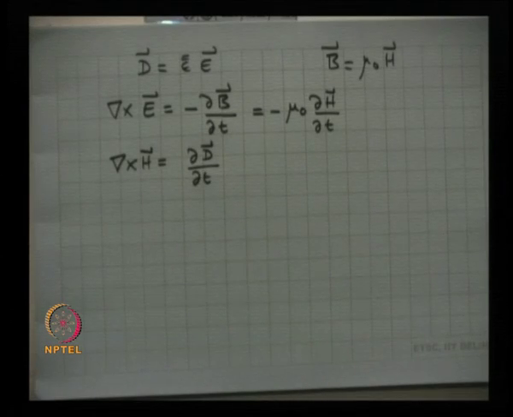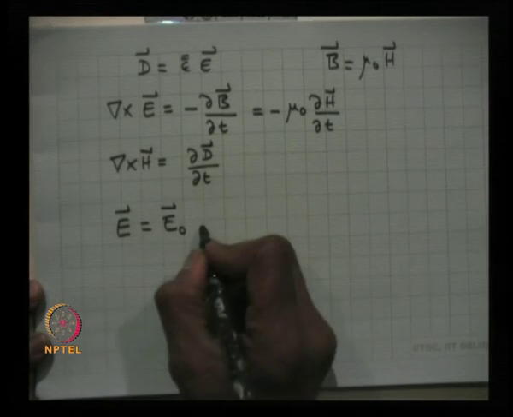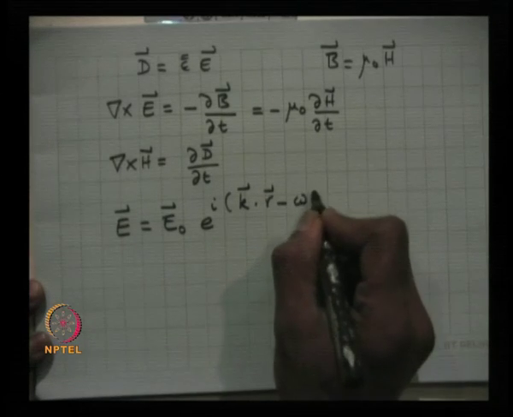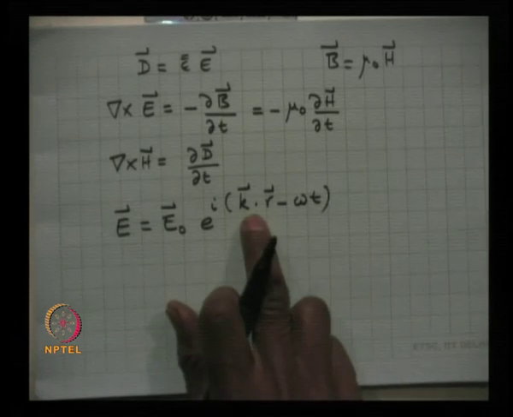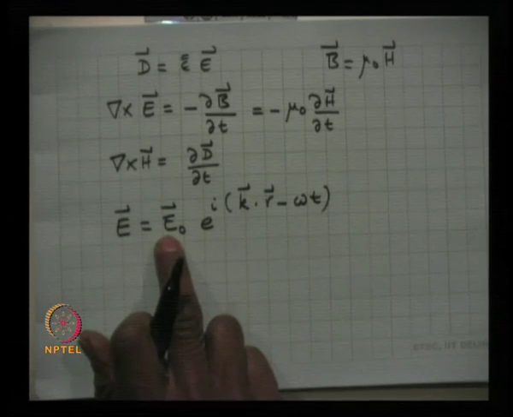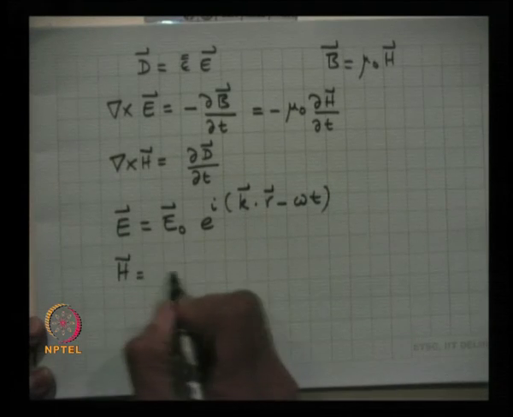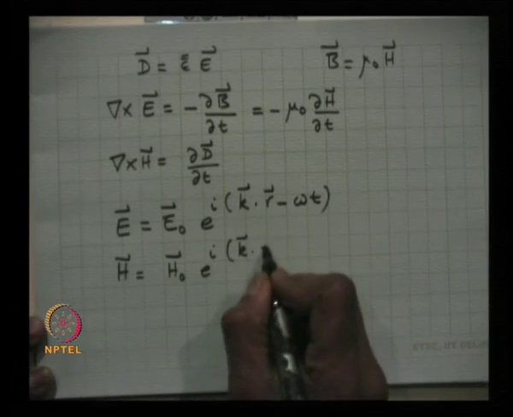I want to look for plane wave solutions. How will a plane wave propagate in such a medium? Let me substitute a solution of this type: E is equal to E naught e to the power i (k dot r minus omega t). A monochromatic wave, a plane wave propagating along some direction defined by the k vector and having an electric field E naught vector. The corresponding H vector will be some H naught e to the power i (k dot r minus omega t).